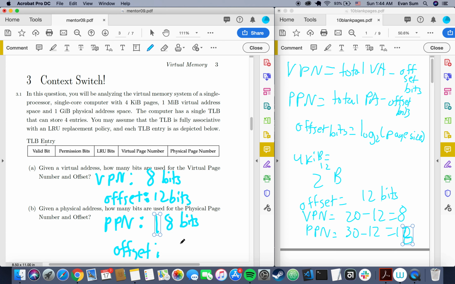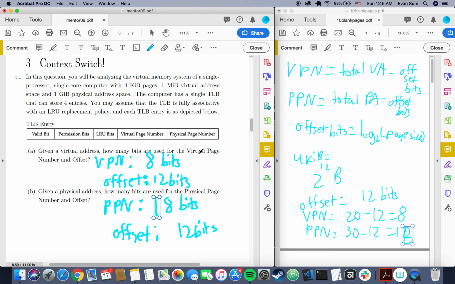Something to note, because it is very important and crucial, is that they ask for the physical page number and offset, and for the virtual page number and offset, and the offset is exactly the same. They didn't tell us how big the physical page was versus the virtual page, and the reason is that the pages for both virtual and physical are the exact same. That is why the offset bits for both of these are the exact same as well.